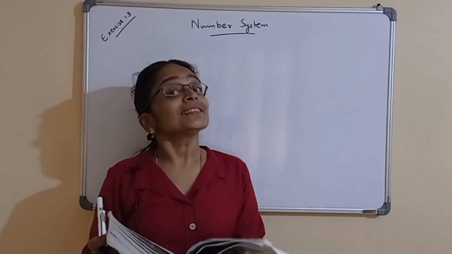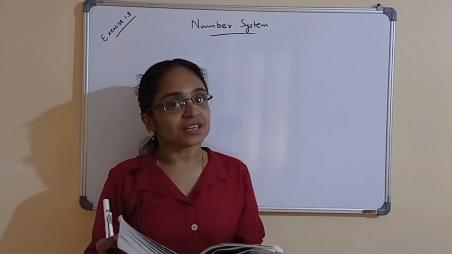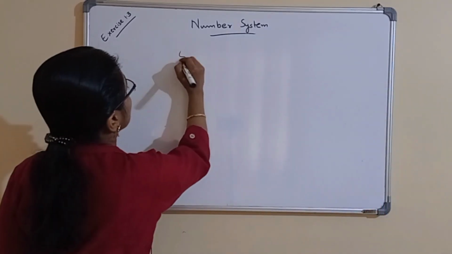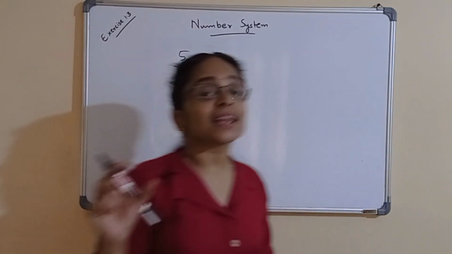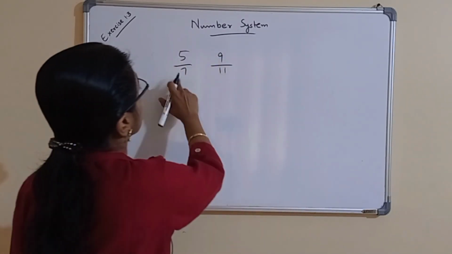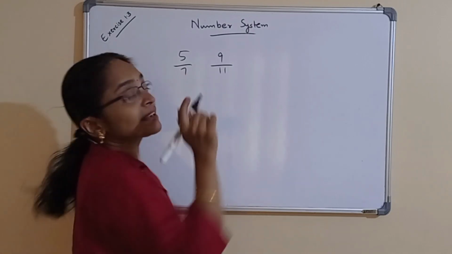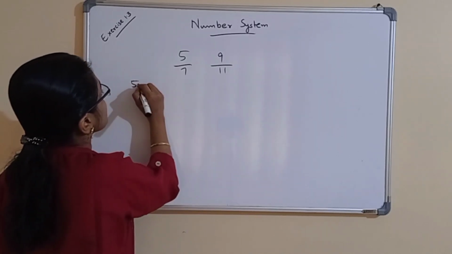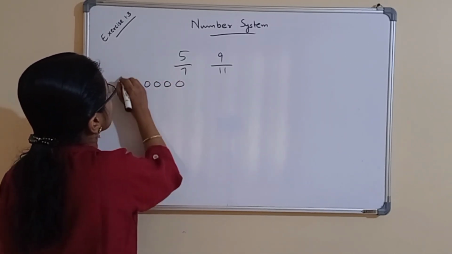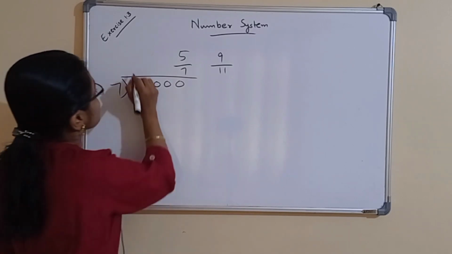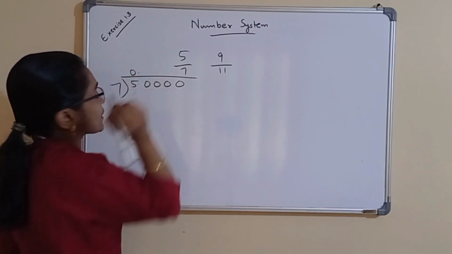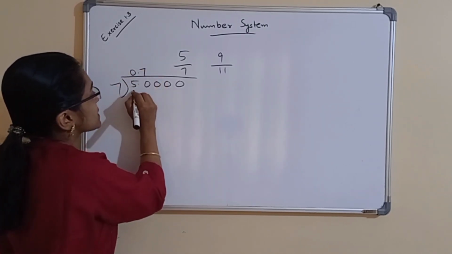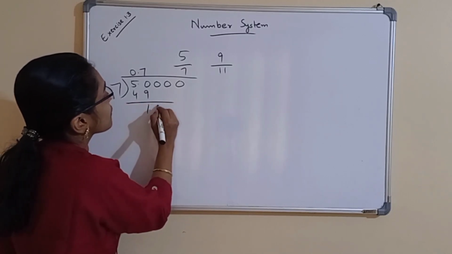Okay, now find 3 different irrational numbers between the rational numbers 5 by 7 and 9 by 11. Between 5 by 7 and 9 by 11, we have to find 3 different irrational numbers. So we will find the decimal expansion of 5 by 7 first. 5 by 7, we can write it as 5.0000 divided by 7. Now 5 by 7 is 0 and here point is there. So 0 point, and in 50, 7 will go 7 times. 7 sevens are 49 and 1 remainder.